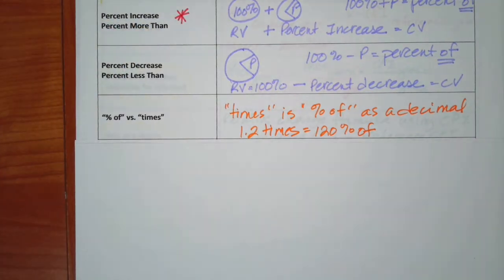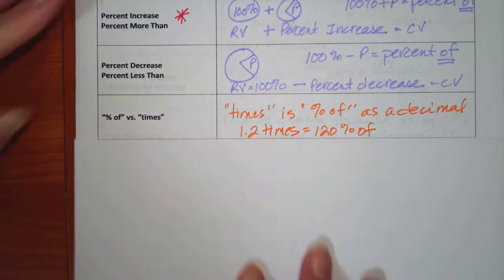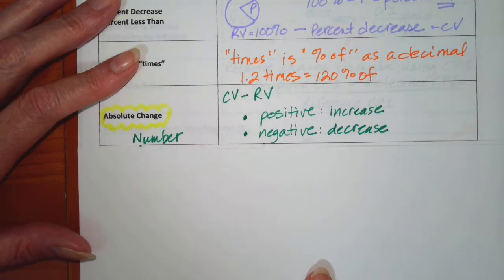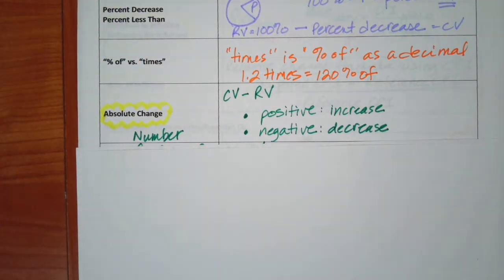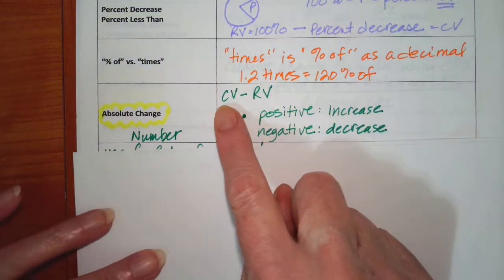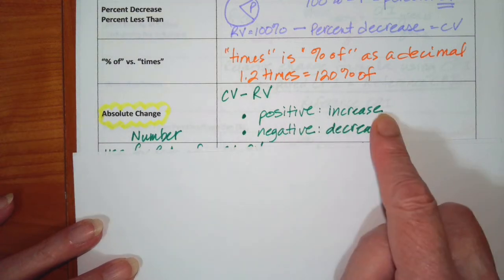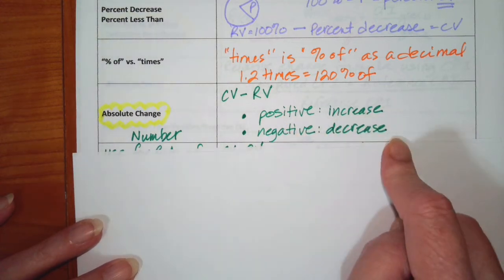Percent of versus times. I didn't really know how to title this, but times is just percent of as a decimal. 1.2 times something is 120% of, for example. Absolute change, you're going to need to know this, and this is just your compared value minus your reference value. It is a number. When you do your subtraction, compared minus reference, if that number is positive, that means it's gone up. If it is negative, that means it has gone down.